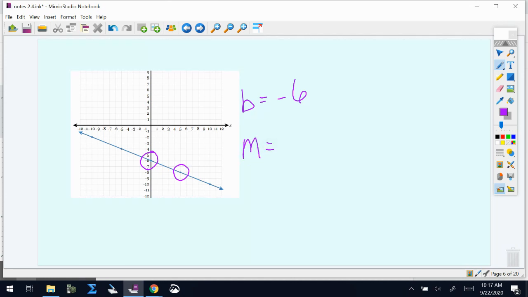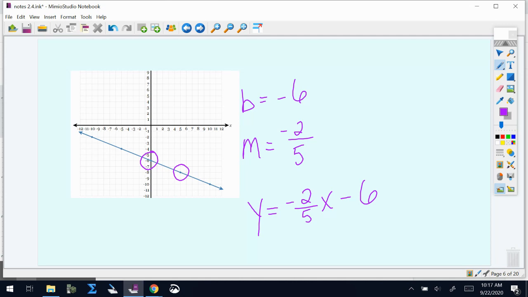It looks like it goes down 2 units, so I'm going to put -2. And then it goes to the right 1, 2, 3, 4, 5 units. So that is my slope. So the equation that they expect you to put in Delta Math is -2/5 x, because that's your slope in front of x, minus 6.